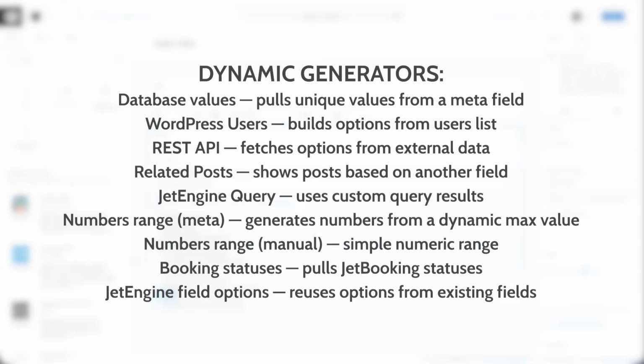You can build options from WordPress users, fetch data from an external API, or use a JetEngine query to return fully custom results. There are also more specific options like showing related posts based on another field, generating number ranges dynamically or manually, pulling booking statuses, or reusing options from existing JetEngine fields.